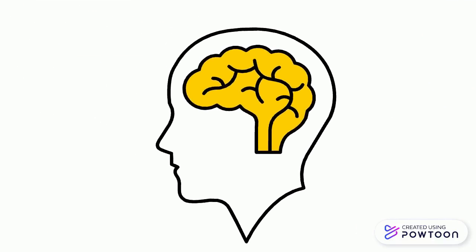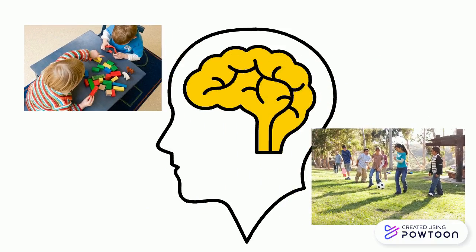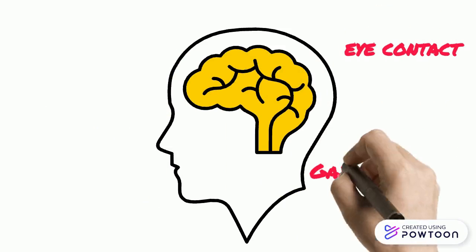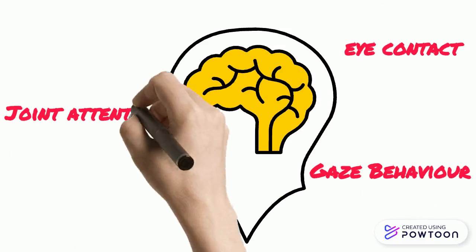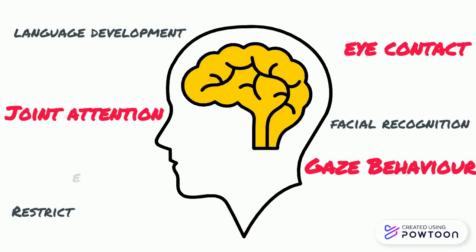ASD presents difficulties for individuals in social communication and social interaction. Common diagnostic markers include poor eye contact, atypical eye gaze behavior, and lack of joint attention skills. Children with ASD also experience challenges with facial recognition, perceiving one's emotional state, language development, and repetitive or restricted behaviors. Studies have shown a close relationship exists between the neuroanatomical brain regions and involvement in atypical social behavior.